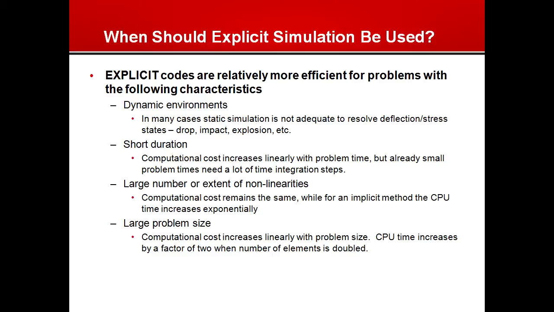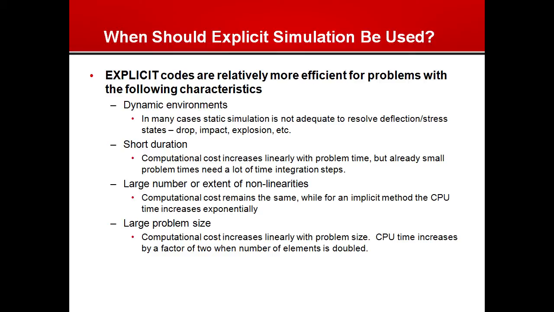A secondary capability of explicit dynamics is to look at the extent of nonlinearities. It turns out that this technology is very robust in terms of nonlinearities. We'll talk about the types of nonlinearities that we can deal with, but it is very robust, and there's not a significant cost increase that goes along with that, as opposed to implicit technology where there is.